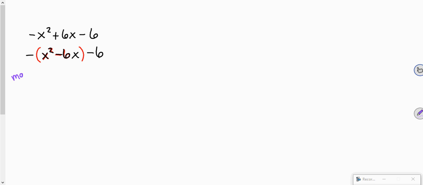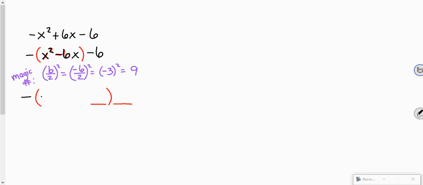Now I have to find the magic number. The magic number is, again, b/2 squared, which is -6/2 squared, -3 squared, which is 9. Now here's what this looks like. I've got the negative on the outside. I've got x squared minus 6x inside. I've got a blank inside, a blank outside, and then I still have the minus 6 in the back.